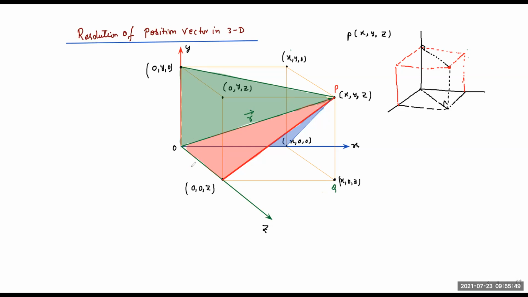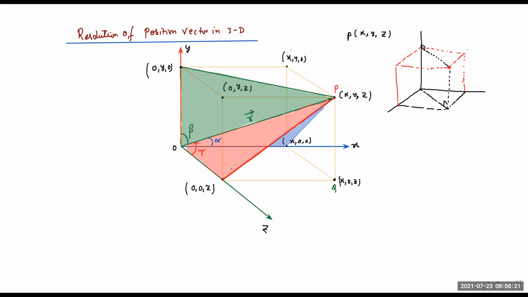And there is a very famous name for all of these angles. The angle it makes with the x axis, we say alpha. The angle it makes with the y axis, we say beta. And the angle it makes with the z axis, we say gamma. So how many angles do we have?